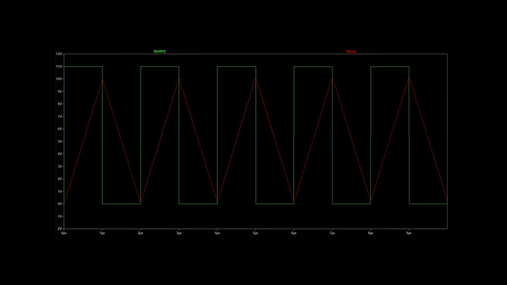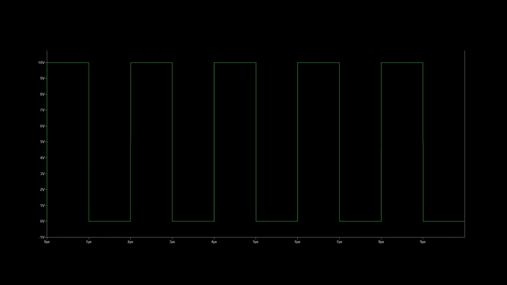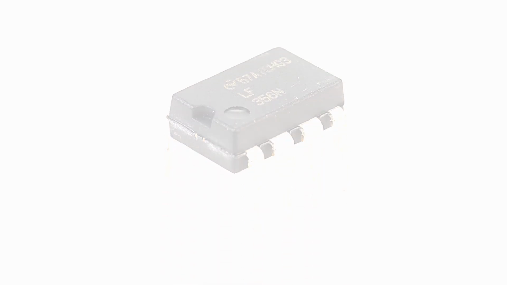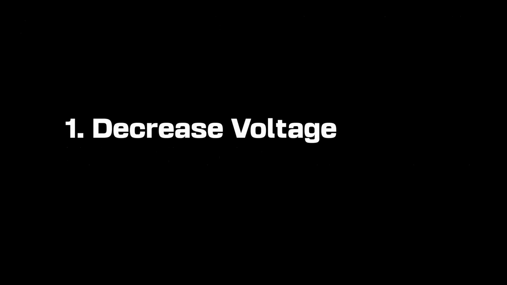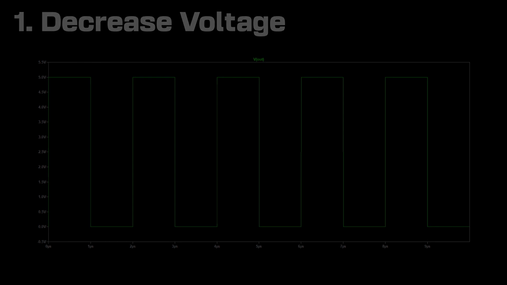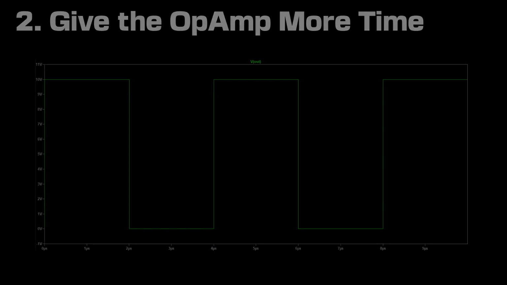If our pulse signal goes from 0 to 11 volts, we can now see that the output is unable to keep up with that fast rate of change. This is known as slew rate distortion. If there is no way to change the input signal, you basically just need to buy an op-amp with a better slew rate. If you can change the input signal slightly, there are a few things we can do to avoid distortion. We need to either decrease the amount of voltage changed per 1 microsecond, or we need to give the op-amp more time to make that large voltage change.